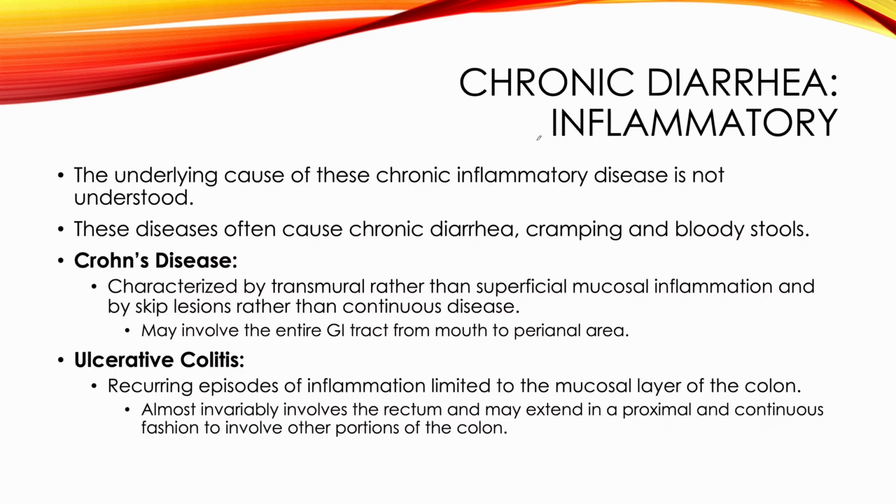So first we're going to talk about inflammatory. The underlying cause of chronic inflammatory disease is not always understood. It's thought to be autoimmune. Usually the two major players in inflammatory chronic diarrhea are going to be Crohn's disease and ulcerative colitis. With Crohn's disease, it tends to be less bloody and pretty profuse, with a lot of other extraintestinal manifestations. Ulcerative colitis has flares of diarrhea that is usually bloody. We covered these in a different lecture, but they should be considered when we think about chronic diarrhea.